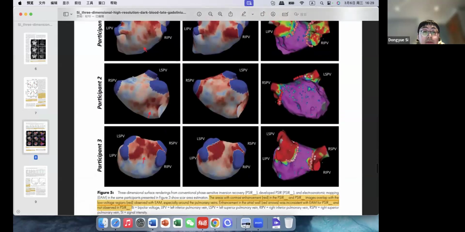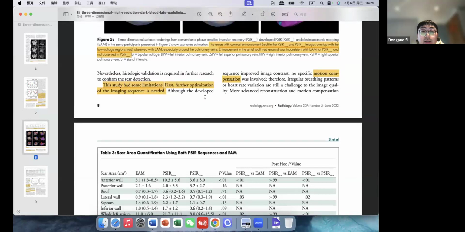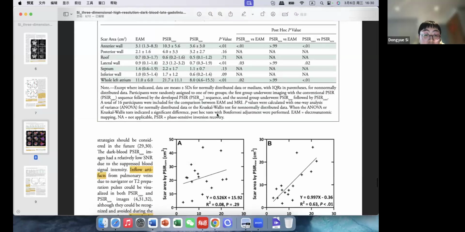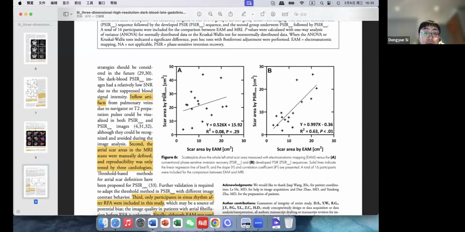So there are also some limitations, including some further optimization of the image sequence, such as more motion compensation for the irregular breath pattern or the irregular heart rate, especially for patients with atrial fibrillation. And some inflow artifacts may exist in the images.